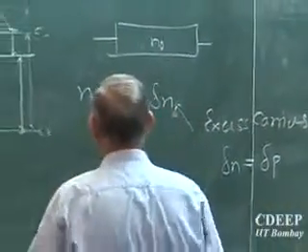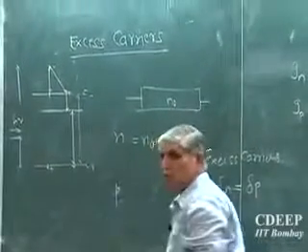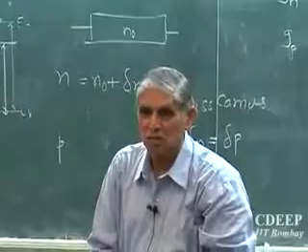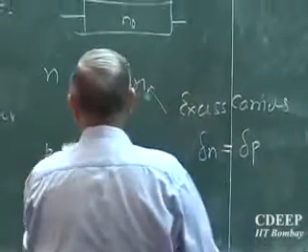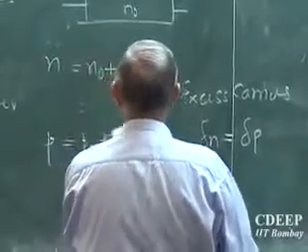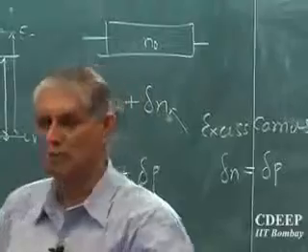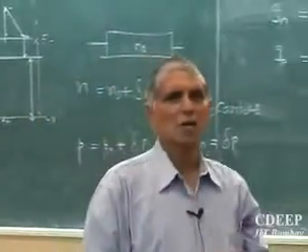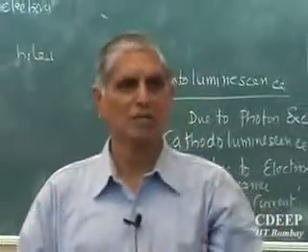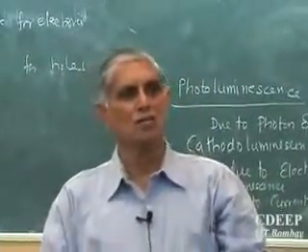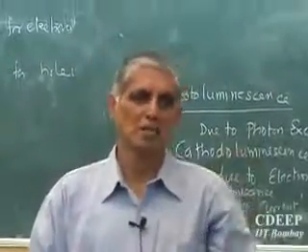If it is a p-type material, since there is some n0, how much will be holes? ni squared by n0. So the new p will be p0 plus delta p, or delta n also, and then we may replace delta p by delta n. So the hole concentration increased by delta p, the same as delta n. Electron concentration has increased from its equilibrium value n0 by delta n.